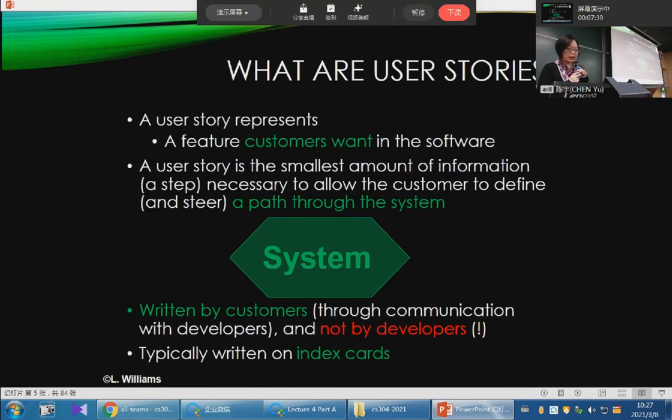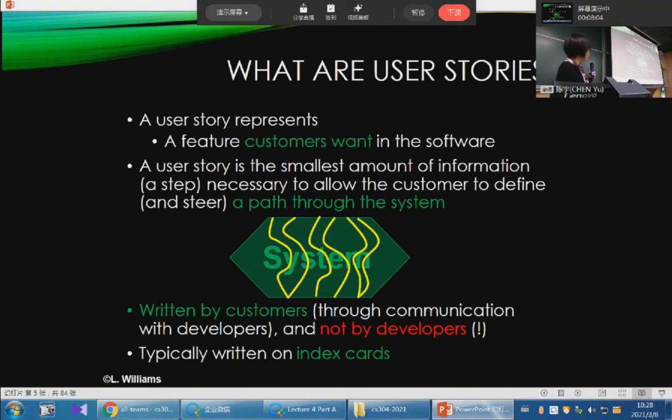A user story is the features that the customer wants. Usually you want it to be the smallest amount that you can use to define a path through the system. There could be many paths. A path also gives you a condition. For example, in a bank account system, you handle the normal case, where you withdraw normally and get the withdrawal amount. And then you can have an exceptional path, where you withdraw an invalid amount and you get an exception. Usually it's written by the customers, not by the developers.